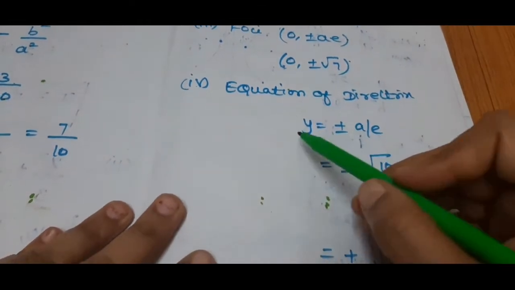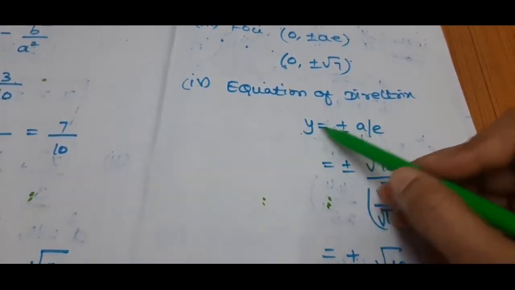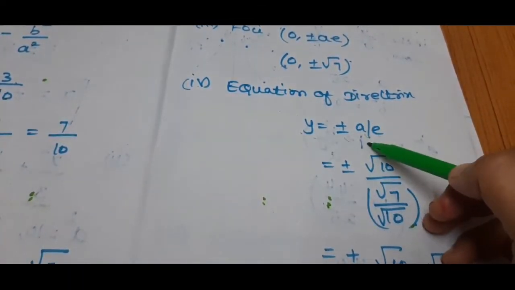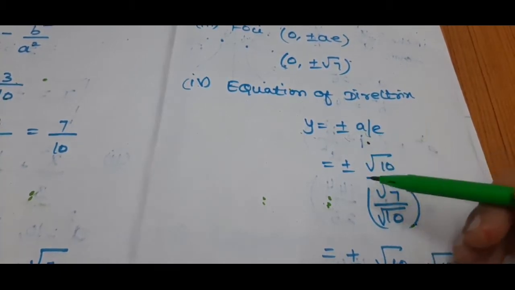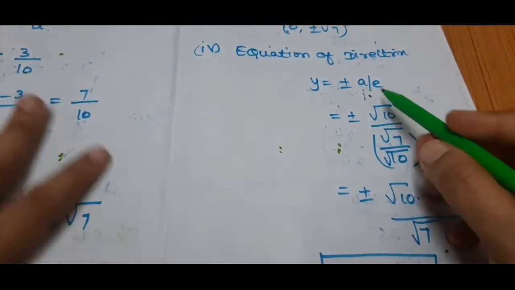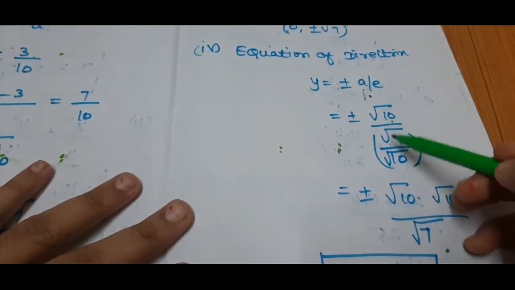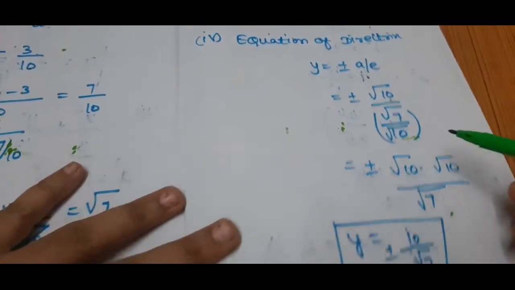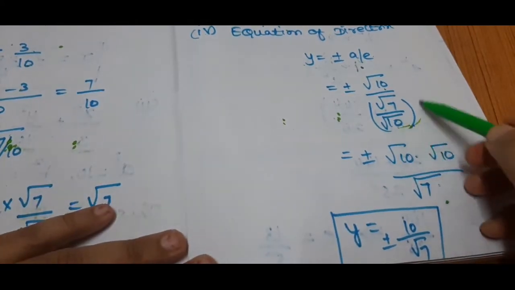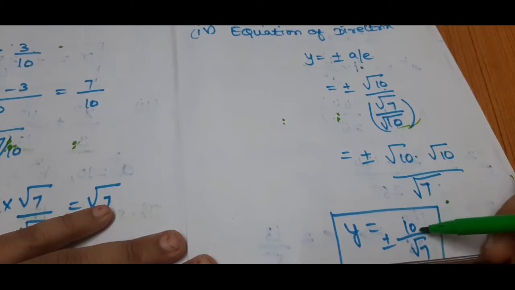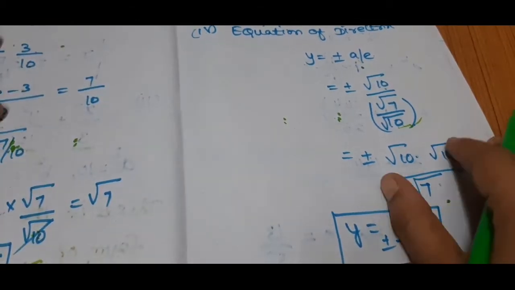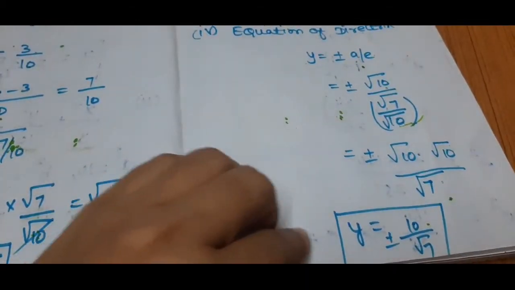Equation of the directrix will be y is equal to plus or minus a by e. That is y is equal to plus or minus a, which is root 10, by e, which is root 7 by root 10. I can take this root 10 to the numerator, so root 10 into root 10 will become 10. So y is equal to plus or minus 10 by root 7.